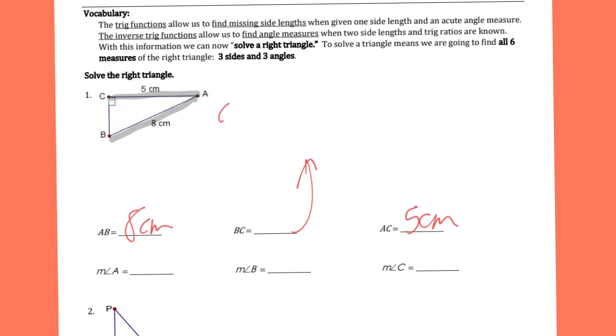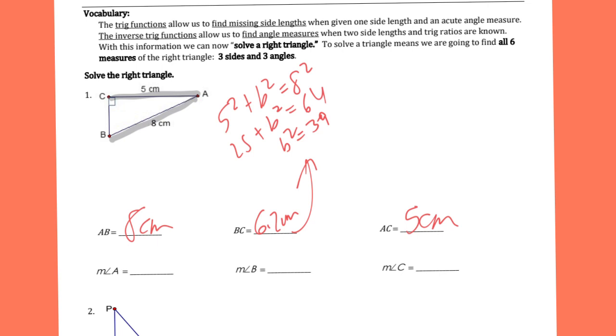So you're going to go 5 squared plus b squared, or x squared, is equal to 8 squared. And so that'd be 25 plus b squared, or x squared, or whatever you want to call it, is 64. Minus 25 from both sides, you get 39, take the square root, and then it's going to be 6.2 centimeters.